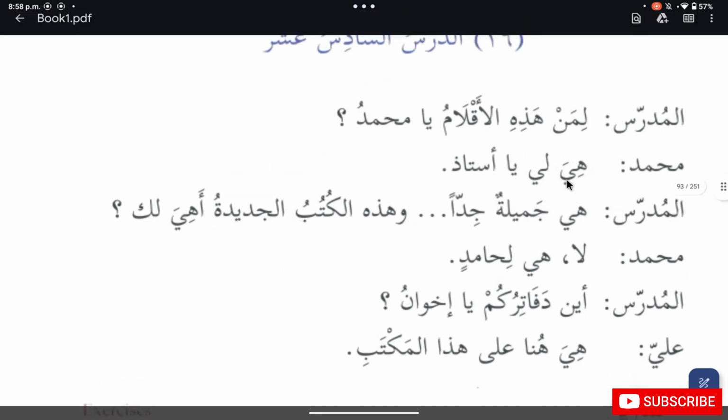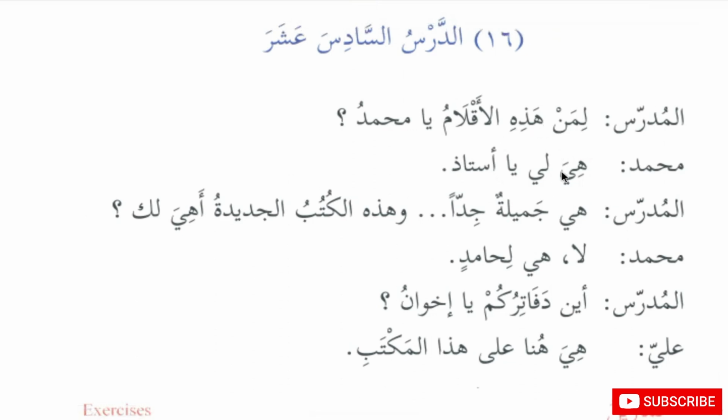Now again, هي is the female singular, just like هذه. So we will say هي here as well. We will not say هم or any other. We will say هي. She or it. For any objects that are غير عاقل, that are non-human, we will say هي when referring to it. أقلام. لي, the lam is basically for ownership. So for me, meaning they're mine.